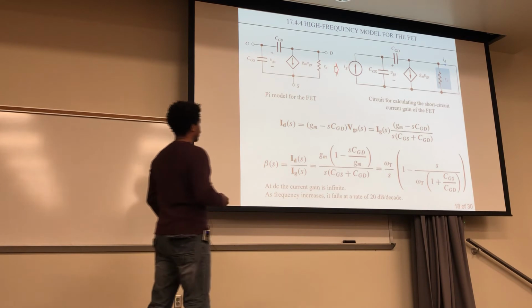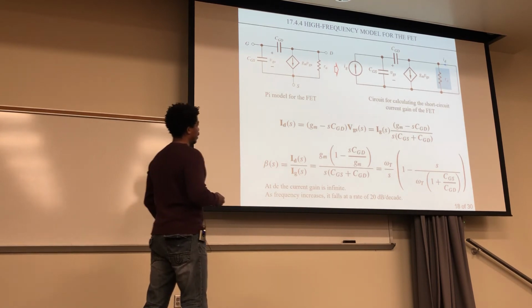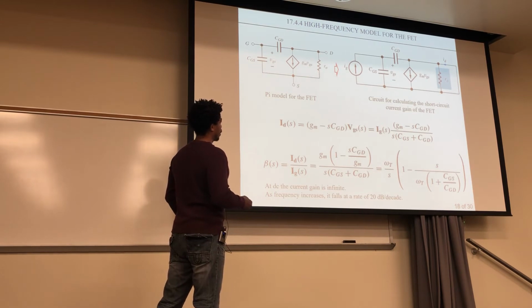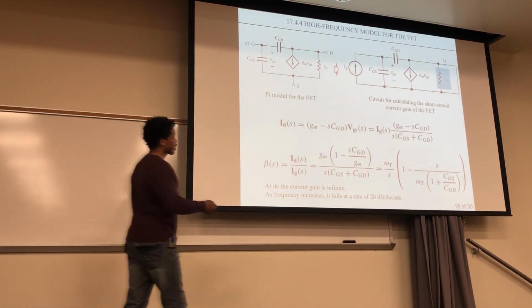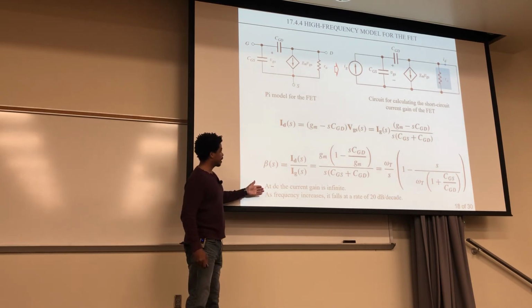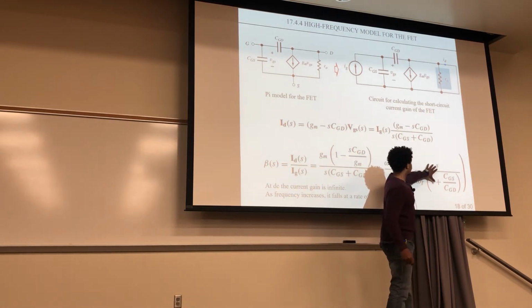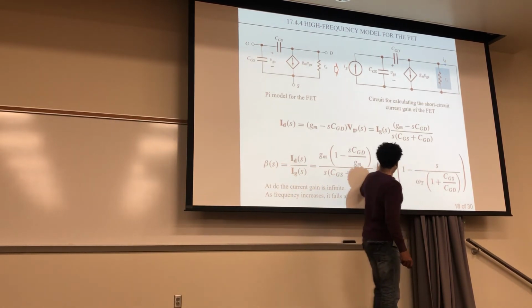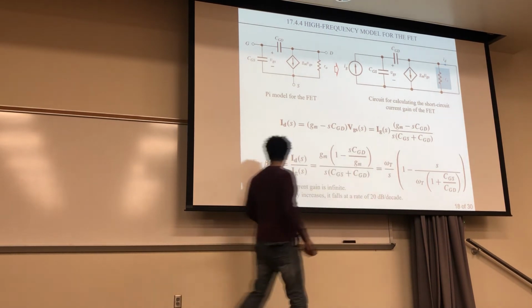And from this expression here, you can see at DC, the current gain is infinite. At DC, this expression goes to 0, so it's just this. And so at 0 frequency, this whole expression blows up. And as the frequency increases, as in s, it falls off at a rate of 20 decibels per decade. So very similar.